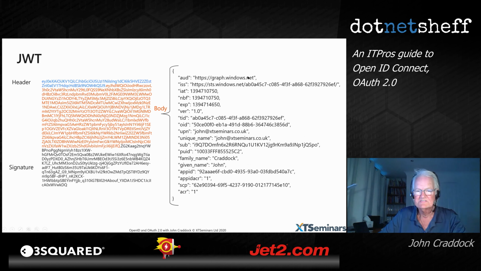This is the audience, who it's for. This slide is actually slightly old, graph.windows.net. It would be graph.microsoft.com these days that it would be going to. Although graph.windows.net still exists. And you've got various other bits and pieces in the token.